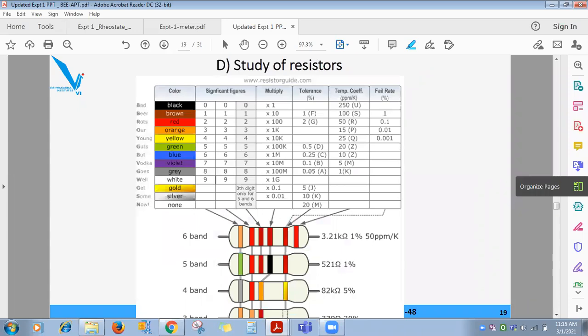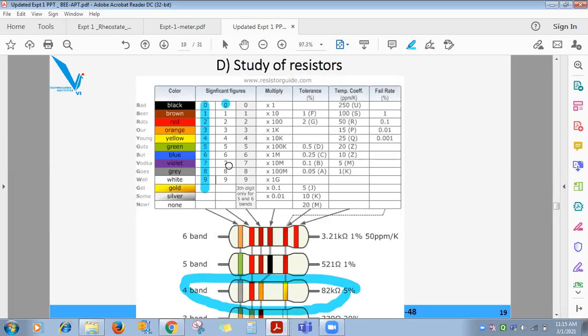Suppose a 4-band resistance is there, so using these bands and this table you can find out its value. The first 2 bands stand for the first 2 digits, the third one is the multiplier, and the fourth one is tolerance. Suppose I am getting the value 82 kilo ohm. Now I want to cross check whether what I have calculated is correct or not. Which instrument can you use? Or if I don't want to use this table, I go for a multimeter.